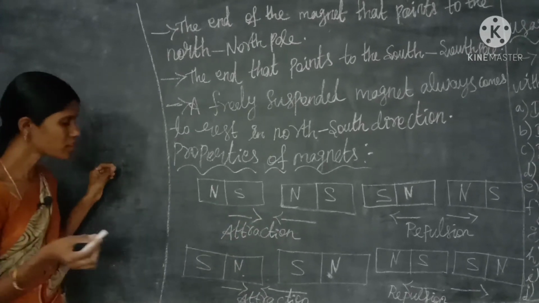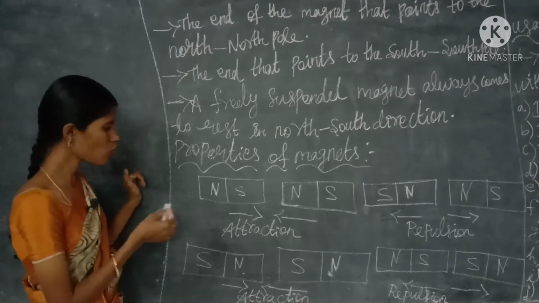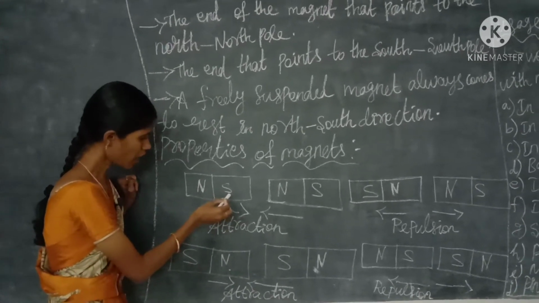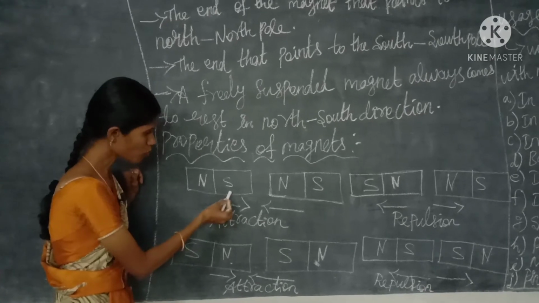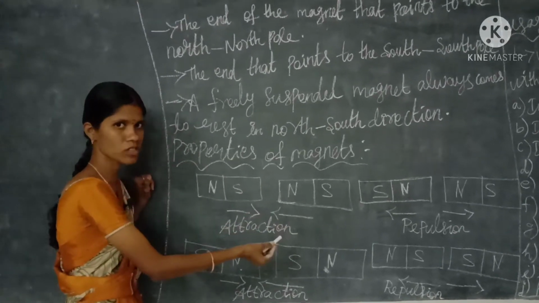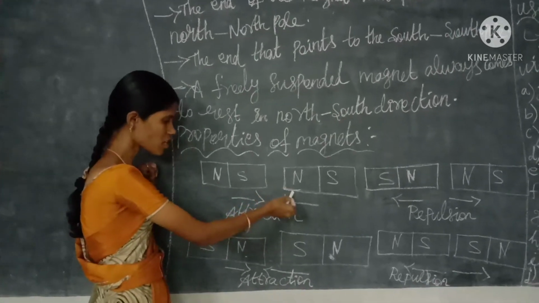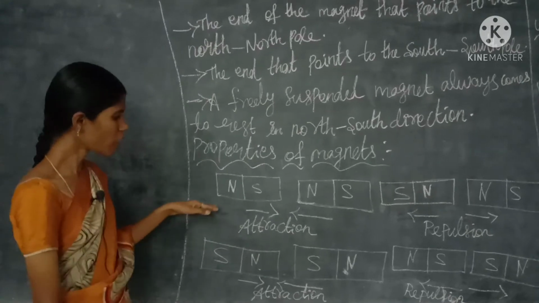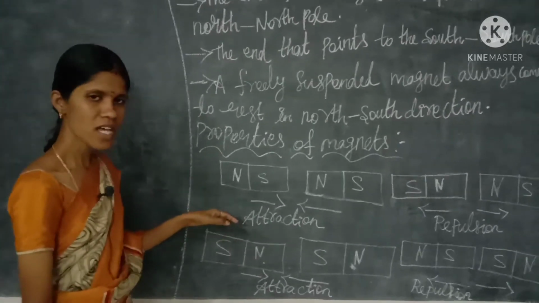Okay, so bring the two magnets nearer to one another. Here carefully listen, students. This is the south pole and this is the north pole. So these two are different poles. This is the south pole and this is the north pole. So these two poles are different in nature, so that they will be attracted towards each other.